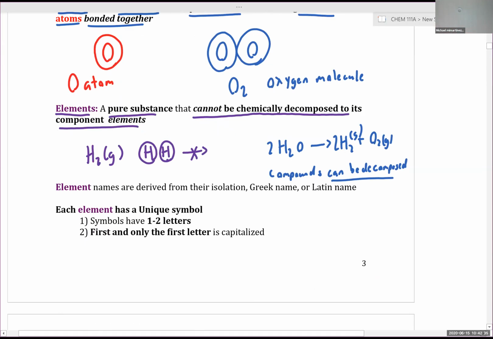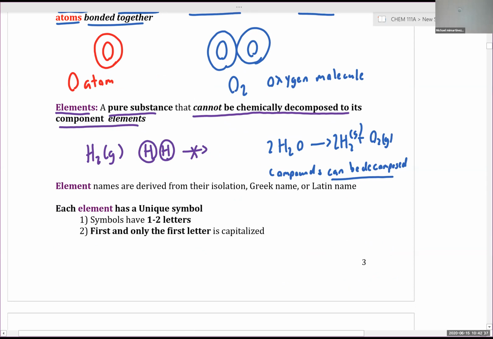Okay, each element has a unique name derived from their isolation, Greek name, or Latin name. Each element has a unique symbol, and there are a few rules with regards to the symbols. The symbols have 1 to 2 letters, and the first and only the first letter is capitalized. So for example, Na is known as sodium. The first and only the first letter is capitalized.